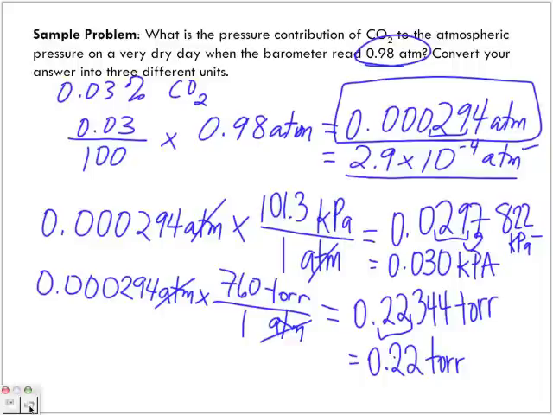So therefore, the pressure being exerted by the carbon dioxide in the atmosphere is the following: 0.22 torr, 0.030 kilopascals, or 0.00029 atmospheres, or 2.9 times 10 to the power of -4 atmospheres. Okay.